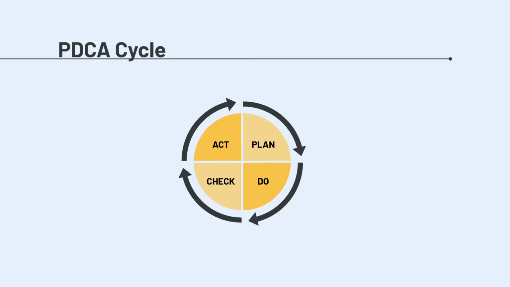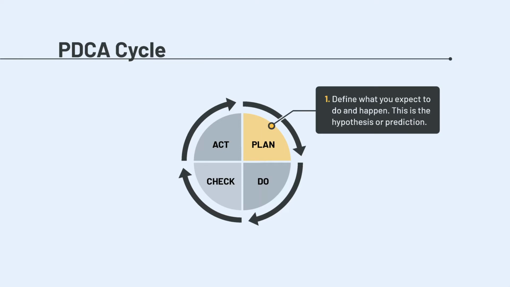The cycle begins with the plan step. This involves identifying our goal or purpose, formulating a theory, defining success metrics, and putting a plan into place. In short, you define what you expect to do and what you expect to happen, and this is where we form our hypothesis or prediction.